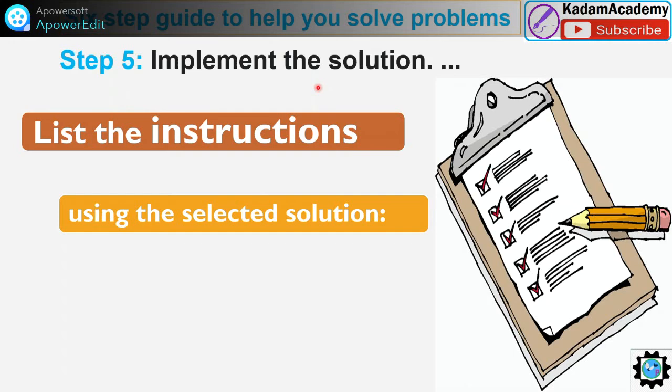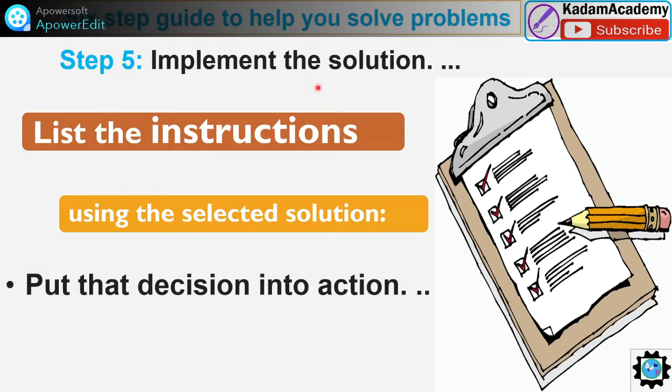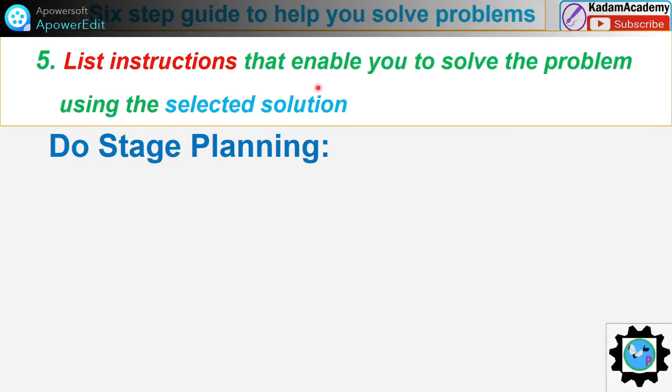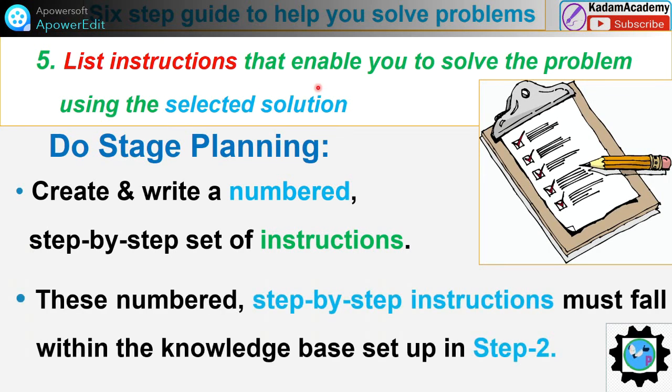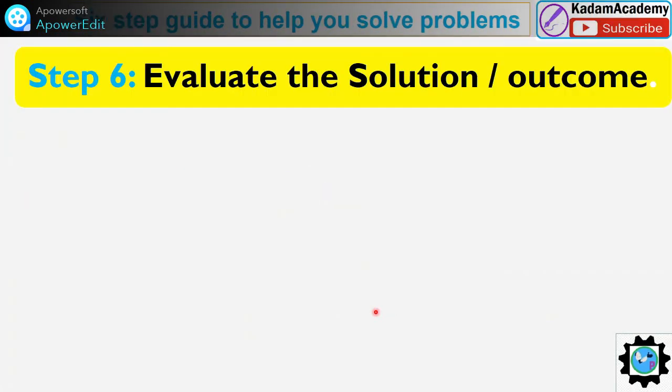Implement your chosen solution in a planned and deliberate way, that is also important. So friends, this 5th step is to put the decision into action. So do stage planning, create and write all the instructions step by step with numbers, and these numbered step-by-step instructions must be within the knowledge base we already studied in step 2.